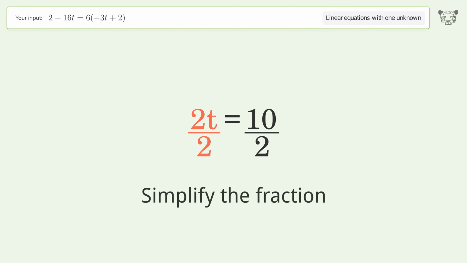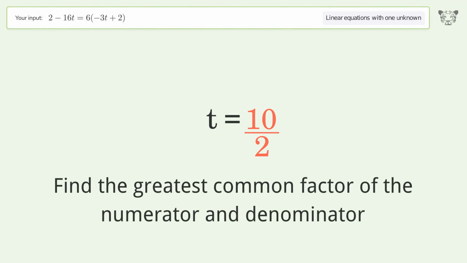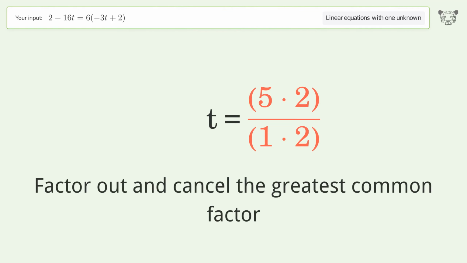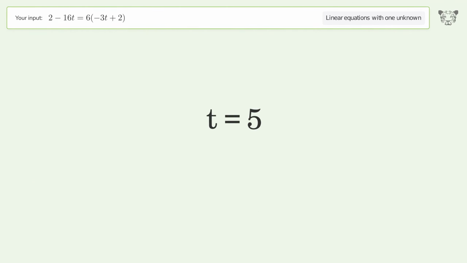Simplify the fraction. Find the greatest common factor of the numerator and denominator. Factor out and cancel the greatest common factor. And so the final result is t equals 5.